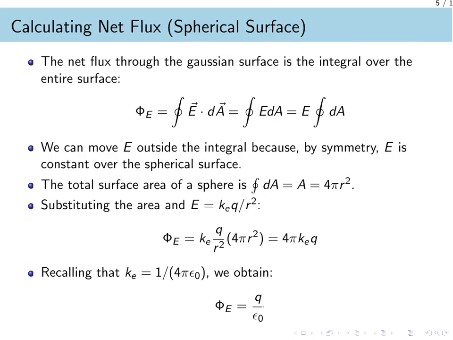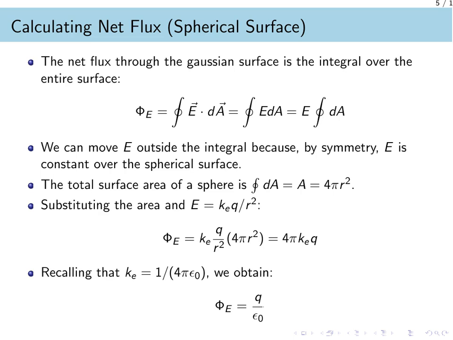To calculate the net electric flux through our spherical Gaussian surface, we integrate the dot product of the electric field and the differential area over the entire closed surface. Because the electric field is constant in magnitude everywhere on the sphere, we can factor the electric field term completely outside the integral. The integral of the area element over the whole sphere simply gives the total surface area of a sphere, which is 4 times pi times the radius squared.